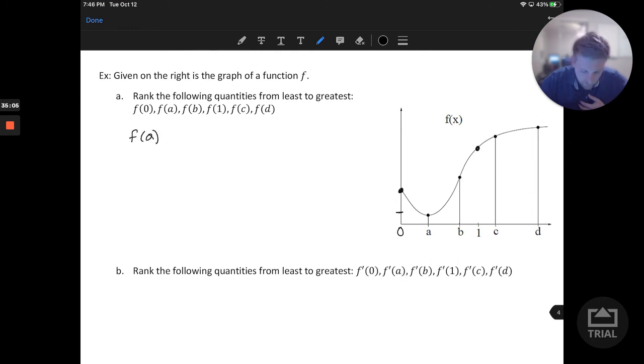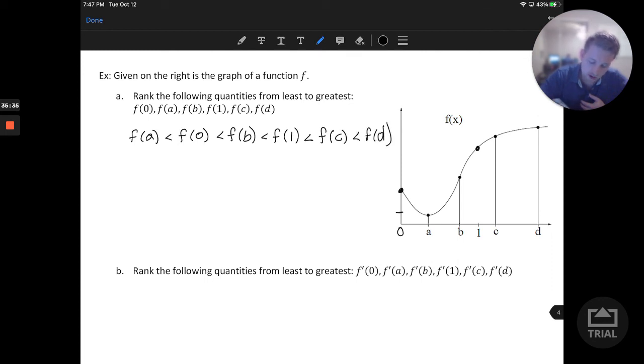Looks like f of 0 would be next. So f of 0 is a little bit larger. And then f of B gets a little bit larger, f of 1, f of C, and then it kind of just goes in order from there. F of C, and finally f of D. Now, that was not too difficult just to see the heights of the graph.